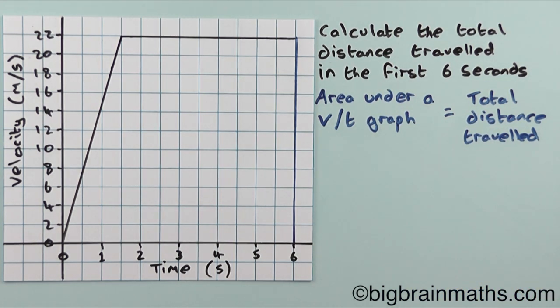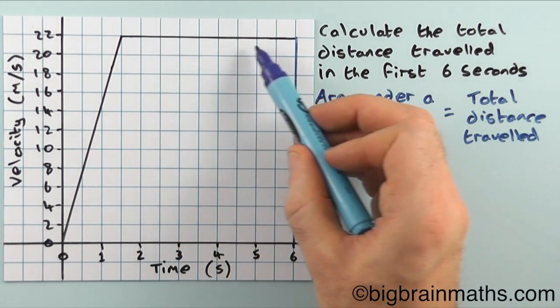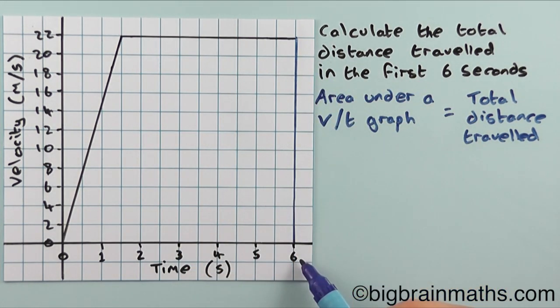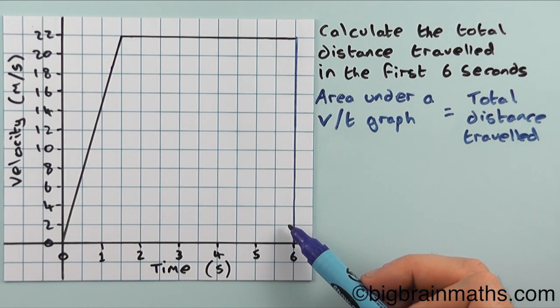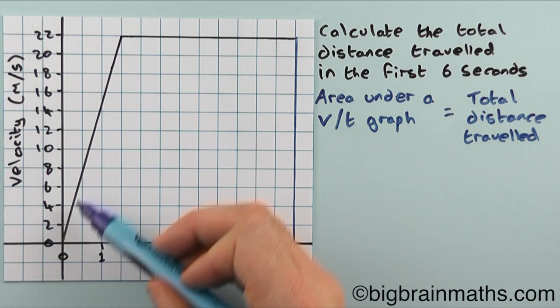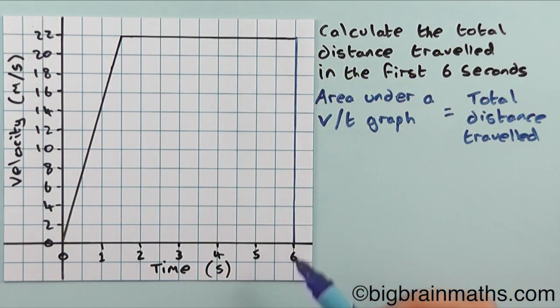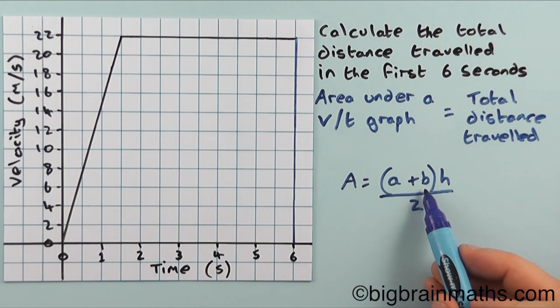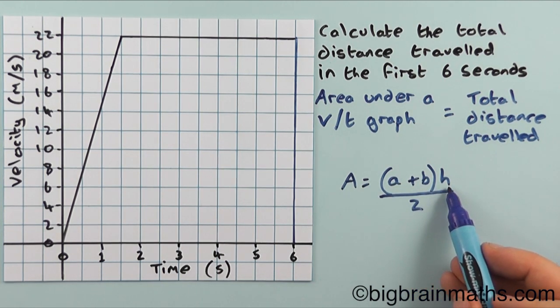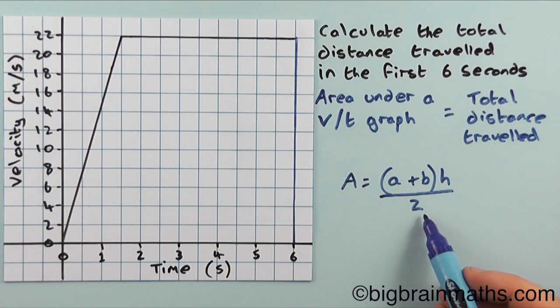Now there are two different ways to calculate this area. Hopefully you've realised that this whole area underneath the velocity time graph that we've sectioned off up to 6 seconds is actually a trapezium. So we could work out this whole area in one go by using the formula for the area of a trapezium. To calculate the area of any trapezium, we need to do (a plus b) multiplied by the height, divided by 2.